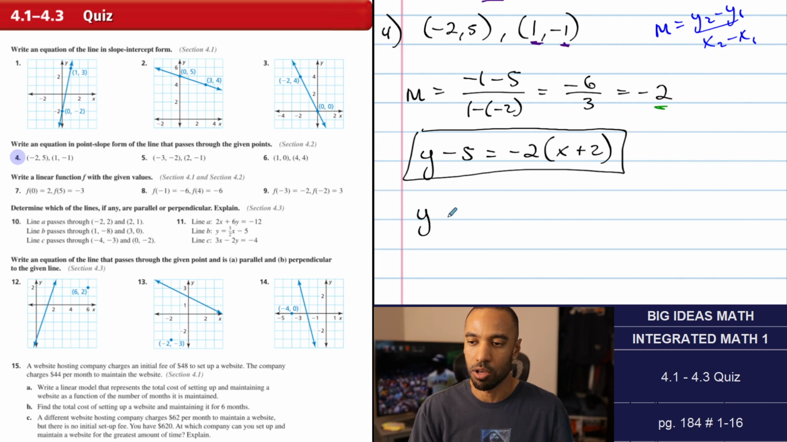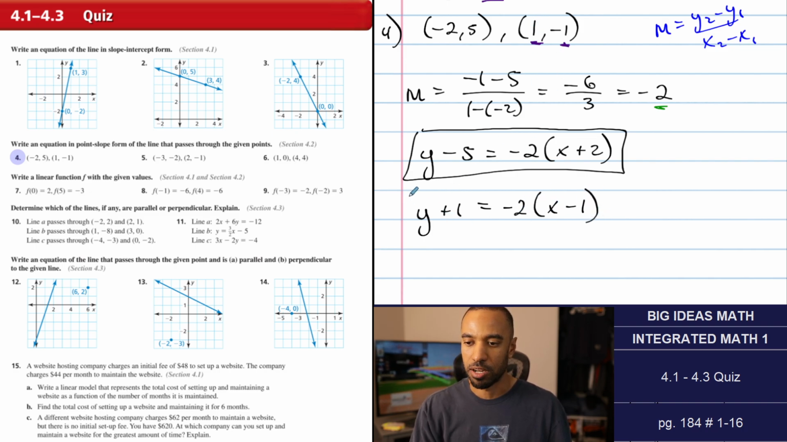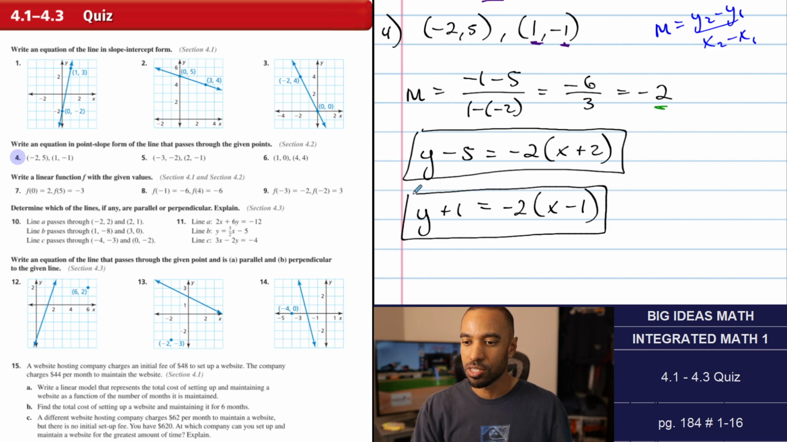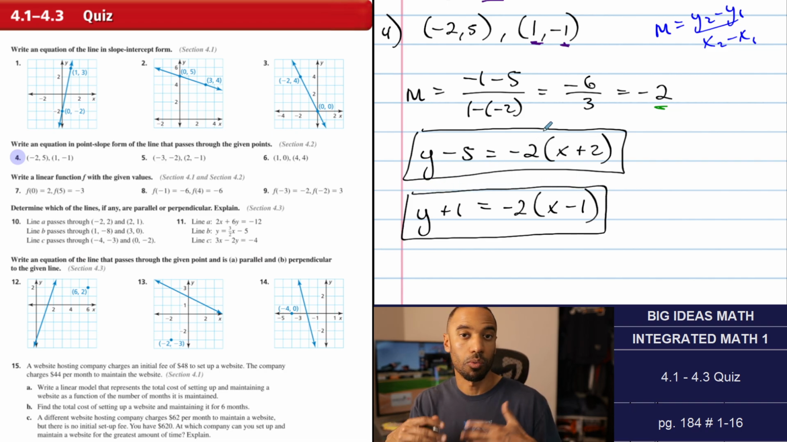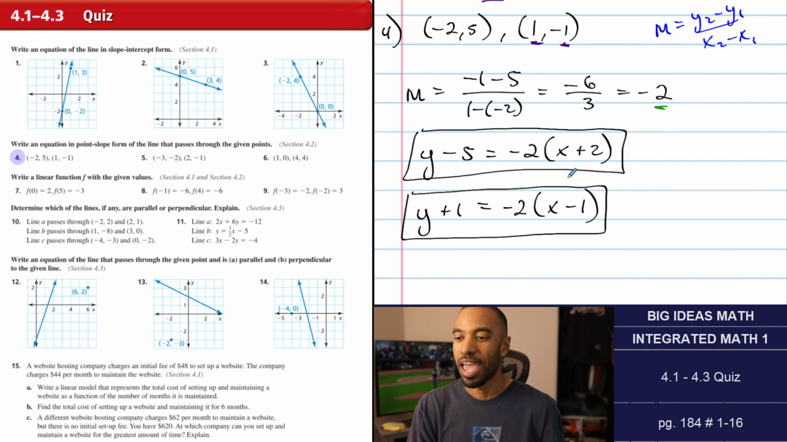Or you can use these 2 points as your x1, y1 values, and they will represent the same exact line. So you can also do y minus negative 1, that's y plus 1, equals the same slope times x minus 1. The x minus x1 right there. Both of these are representations of the line, because both these points are solutions, points on the line. And so they both work.